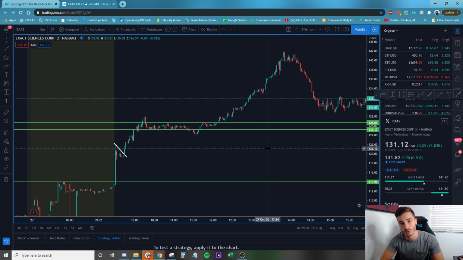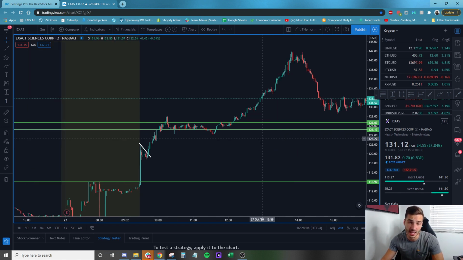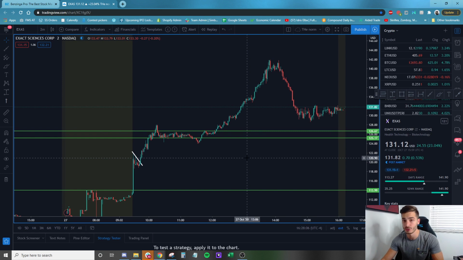I would always leave a runner on a lot of these because they do tend to continue up after they do retrace, either up or down, depending on if you are short or long. So you do want to maximize your profits on that last third of your position, especially if you're already pretty much going to break even by taking profit on the first and second trim, right?